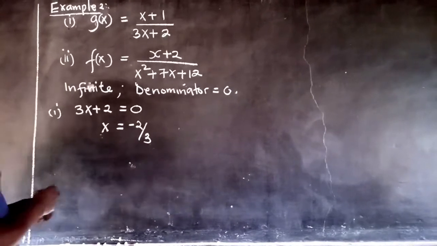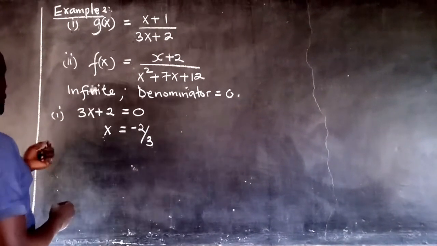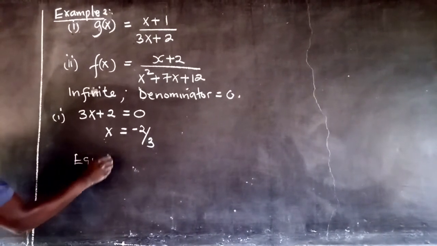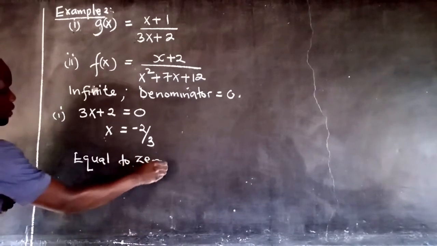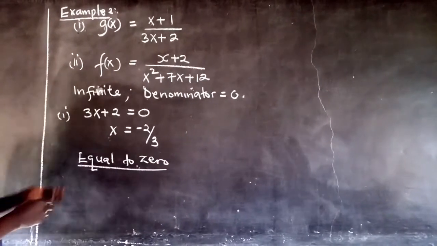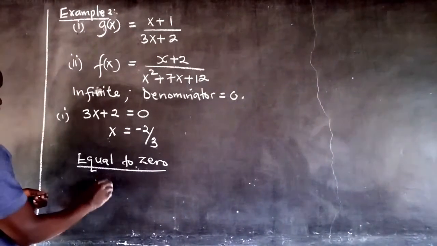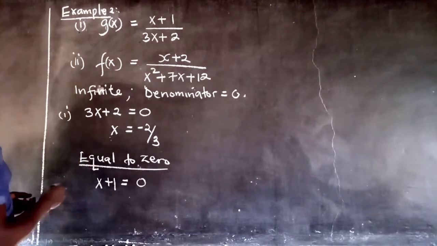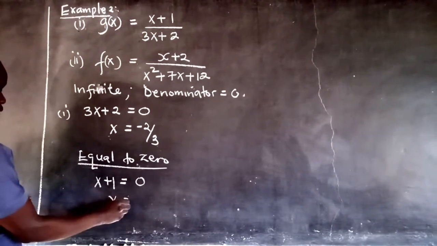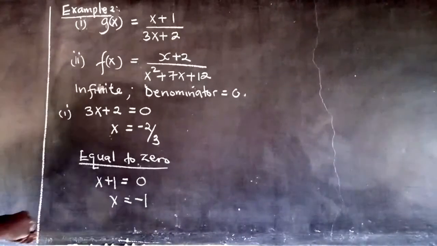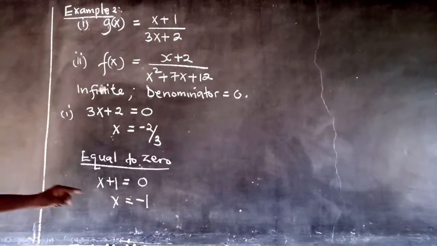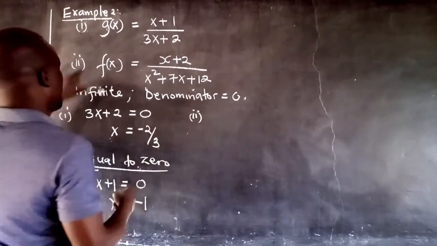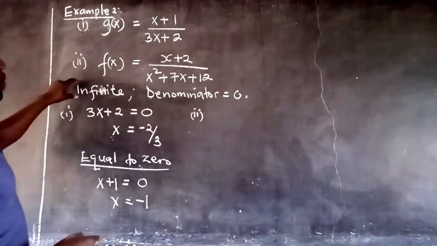And then for it to be equal to 0, the numerator is the one we shall equate to 0. So we shall have x plus 1 equal to 0, and this function g of x shall equal 0 when x equals negative 1. That is for the first part, and we shall now look at our second question, f of x, and look at the condition of being infinite.